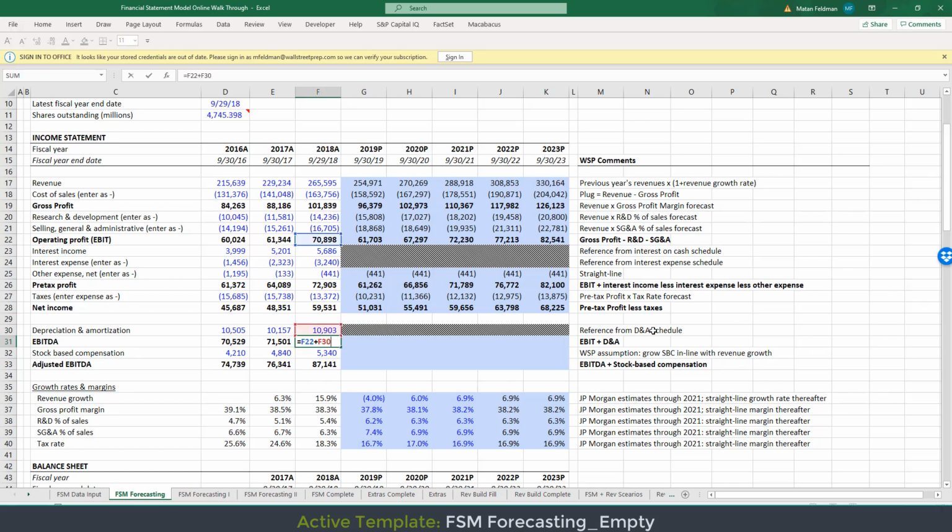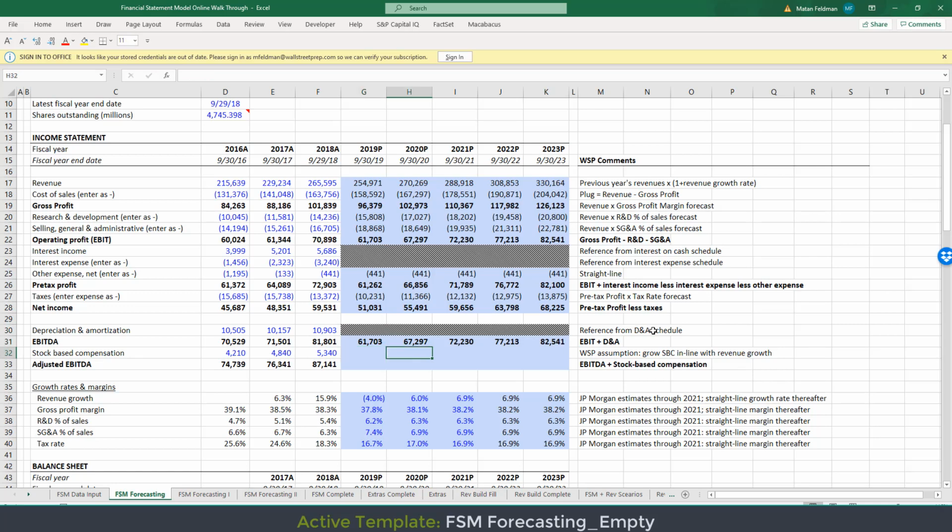EBITDA, I could just copy and paste this. It's just D&A plus EBIT. I don't have D&A going forward, but I will, so I can create a placeholder formula. Let me bold that. So this number isn't quite right yet because I'm missing some stuff. But as soon as I get D&A, I'll be able to calculate EBITDA.